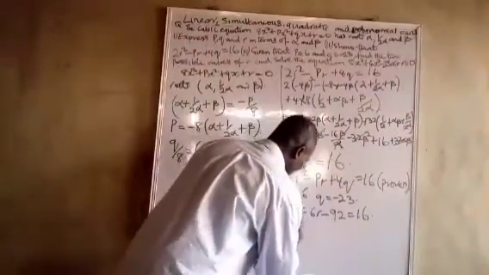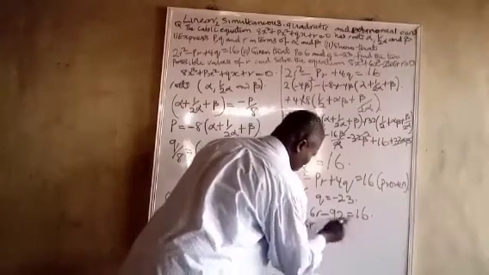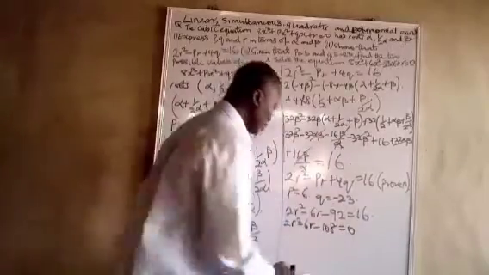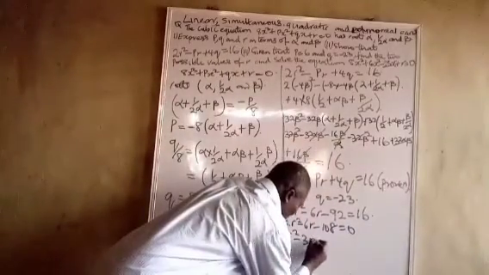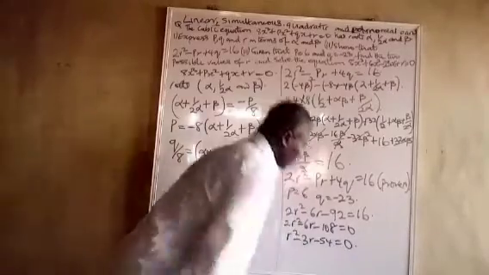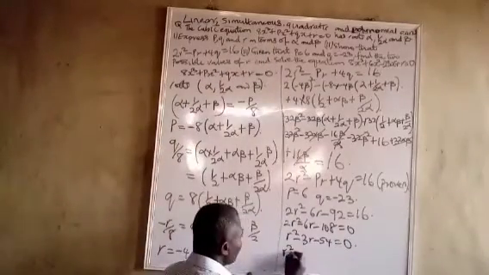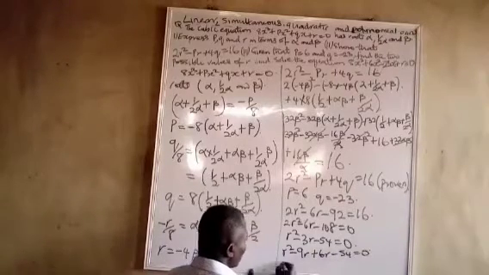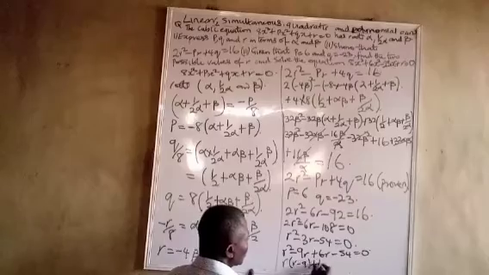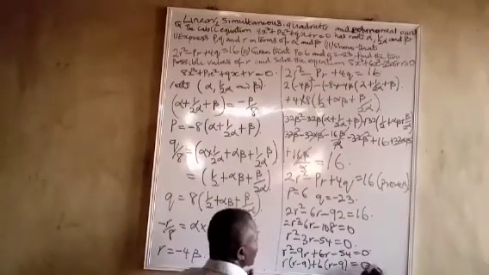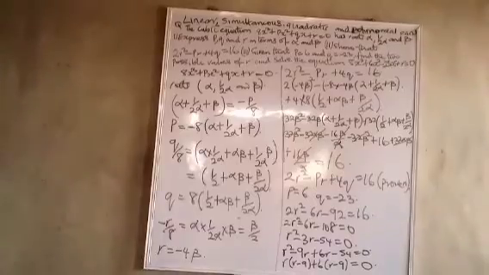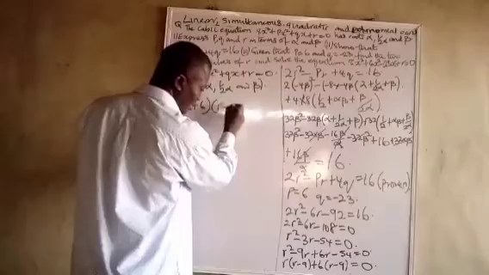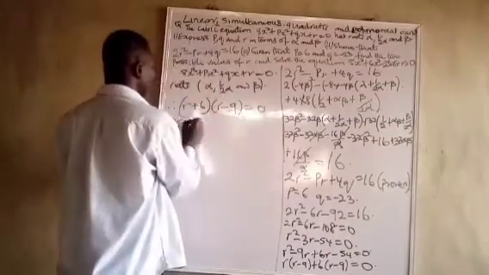Therefore, I can now say 2r squared minus 6r minus 108 equals 0. Let me divide by 2. So I have r squared minus 3r minus 54 equals 0. So I can now say r squared minus 9r plus 6r minus 54 equals 0. So r into (r minus 9) plus 6 into (r minus 9) equals 0. Therefore, (r plus 6) into (r minus 9) equals 0. So r equals minus 6 or 9.